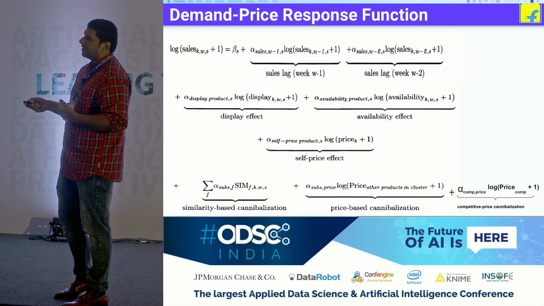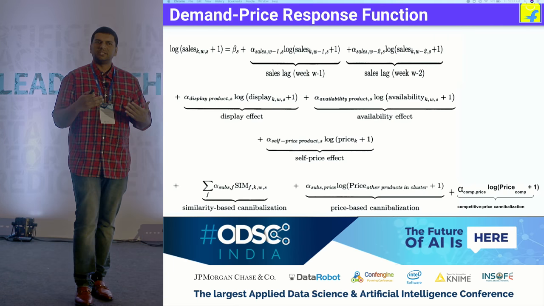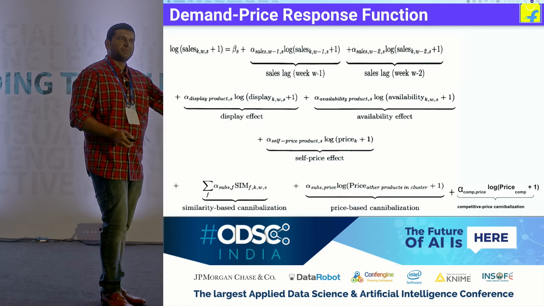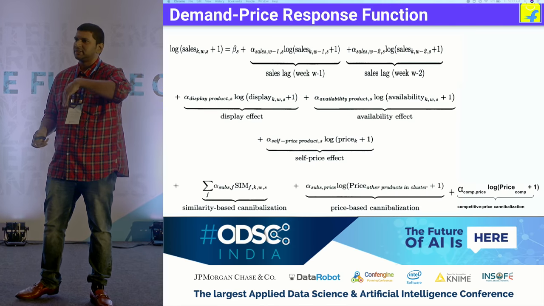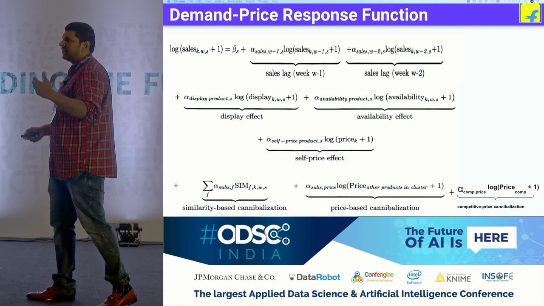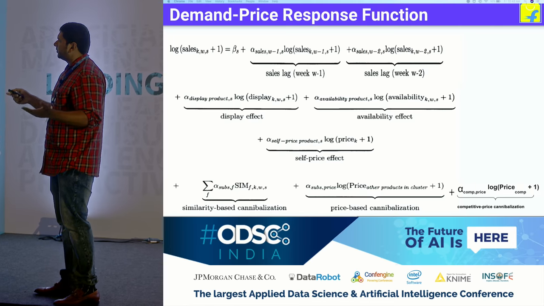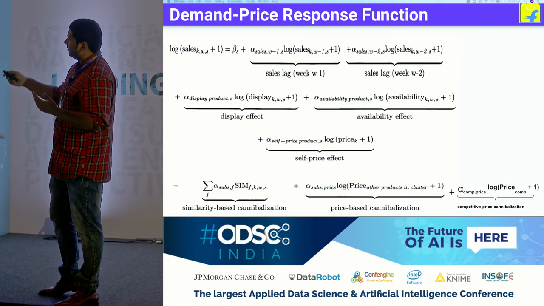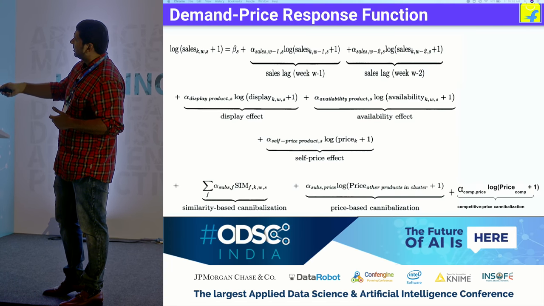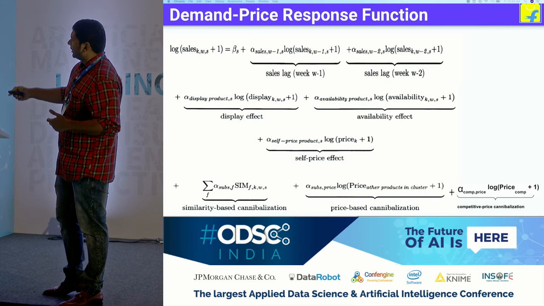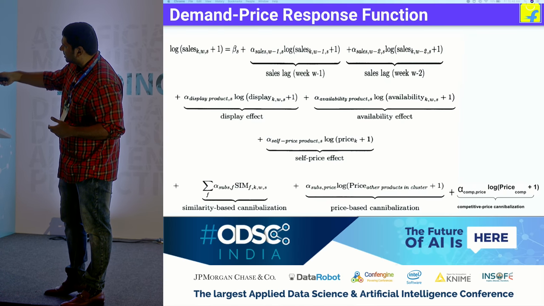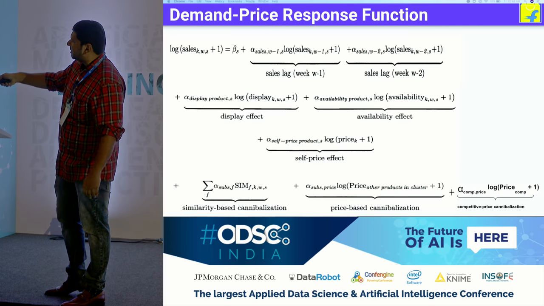There's an availability effect. What happens when something goes out of stock? So essentially, something else takes it up. There is cannibalization by something else. So therefore, that's definitely going to result in a lower demand in the future weeks as well. And then it's going to go back up later, but because this is autoregressive anyway, right? And then there's a self-price effect. And there are a few other terms here at the bottom, which is basically similarity-based cannibalization.